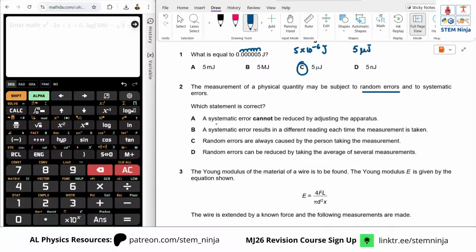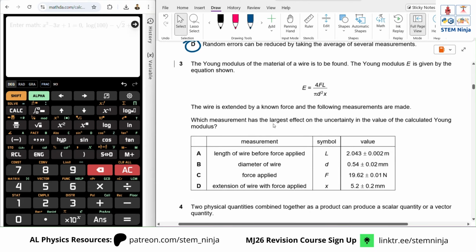So which statement is correct? A: A systematic error cannot be reduced by adjusting the apparatus. It can be reduced, so this is incorrect. B: Systematic error results in a different reading each time the measurement is taken. Now that's the quality of random error. C: Random errors are always caused by the person taking the measurement. No. And D: random errors can be reduced by taking the average of several measurements. Yes, that is correct.